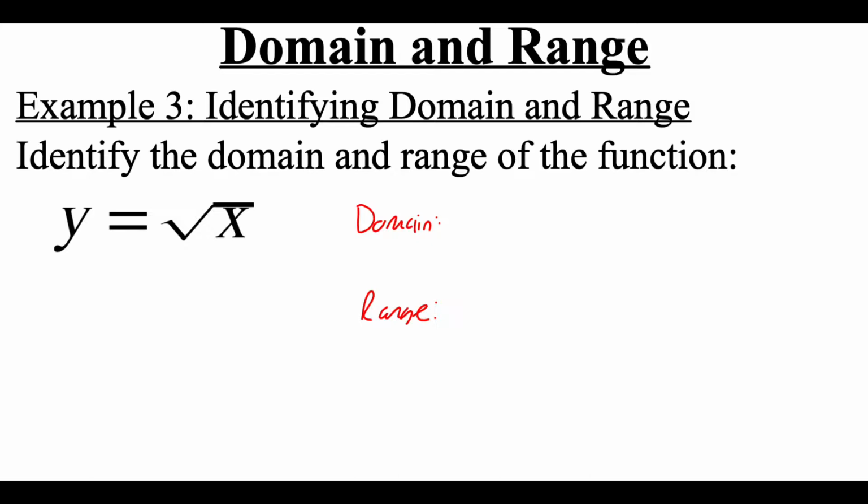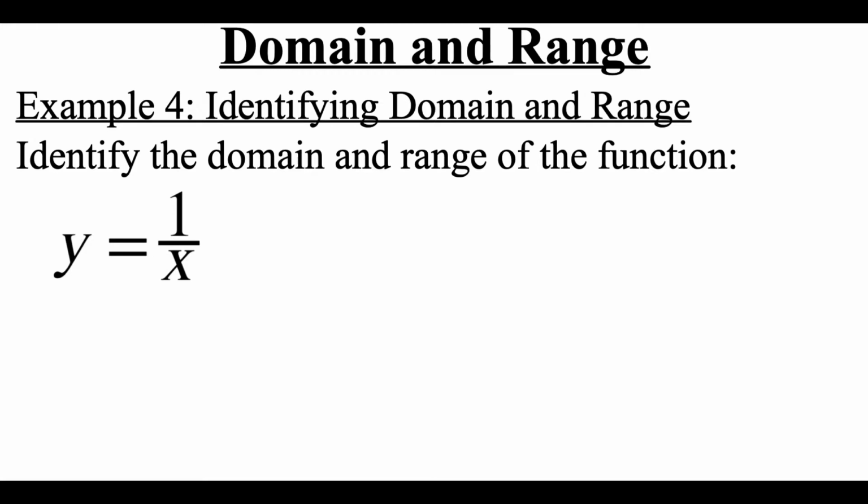So as far as numbers that are safe to plug in here for x, we're going to want x values that are greater than or equal to 0. In interval notation, that would be the interval from 0 up to infinity, including the 0 but not including infinity. And the range is going to be very similar. When you plug in a number and square root it, you're always going to get a positive answer. So the range is going to be y values that are greater than or equal to 0, or in interval notation, that would go from 0 up to infinity as well.